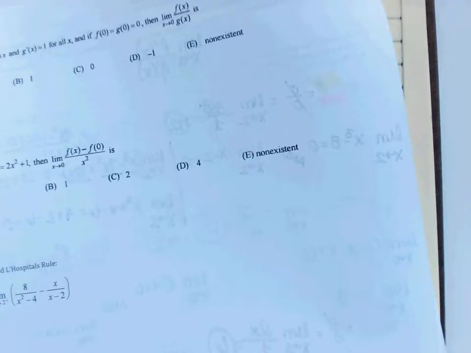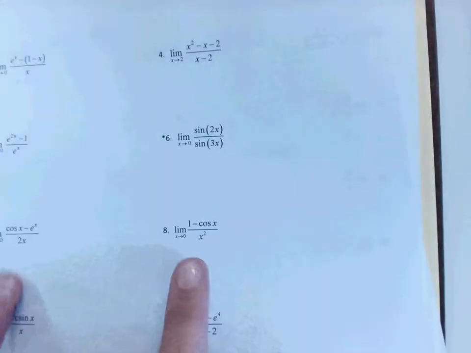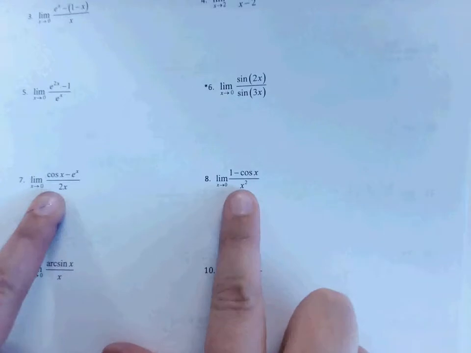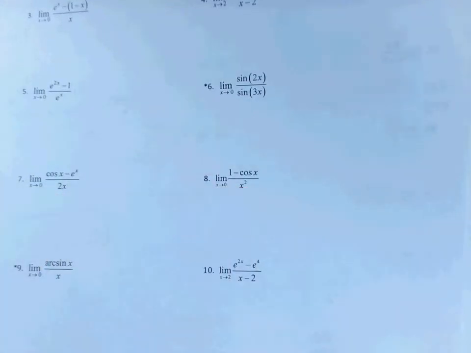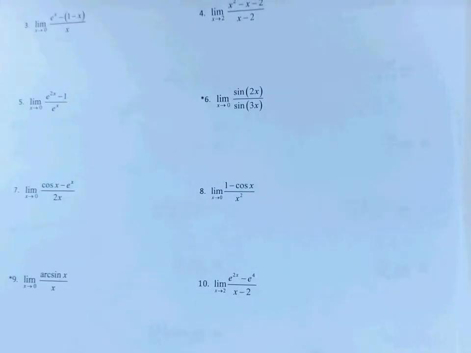Ready? Number 7. Number 8. On the homework you picked up on the way in. So 7 and 8 right here. Then 13, 14 on the back. 4 questions only. Don't do all of them, just do those 4. 7, 8, 13, 14.